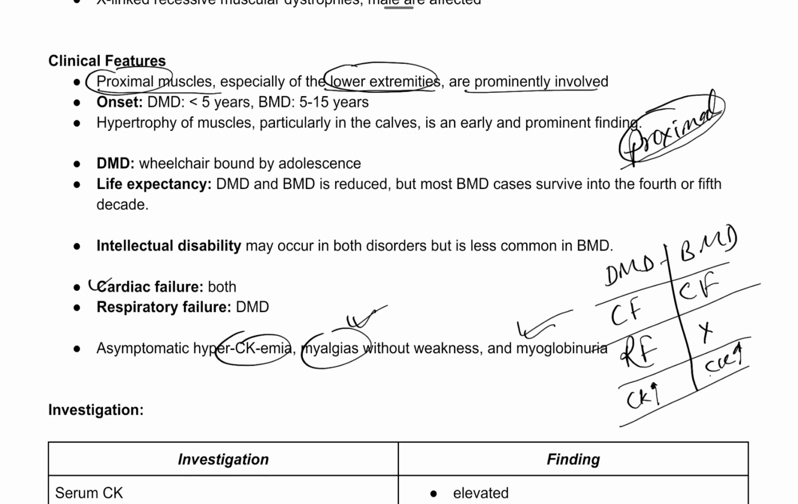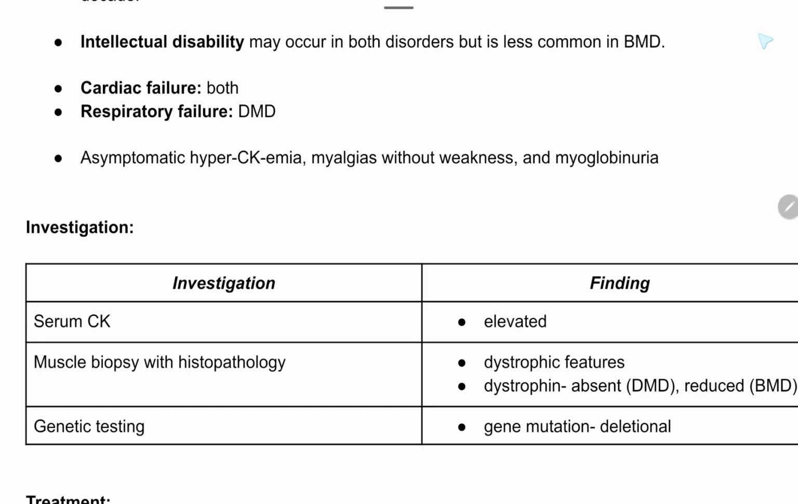Now we will talk about the investigation. Investigation in both cases: serum CPK, already I have said, the serum CK, that is creatine kinase, is elevated. It is usually elevated because there is muscular dystrophy, so there is always release of creatine kinase. And this is a preliminary, first line investigation.